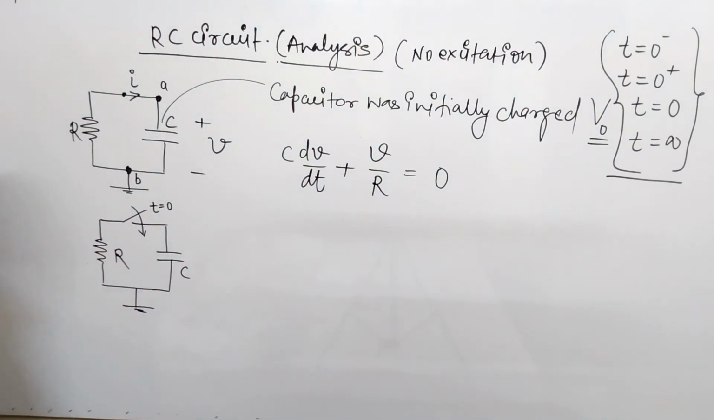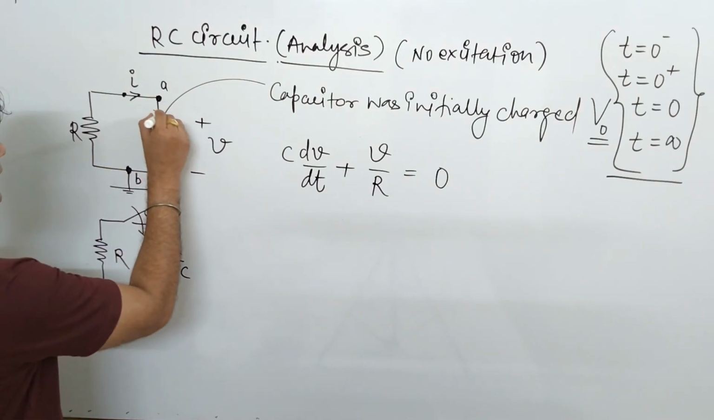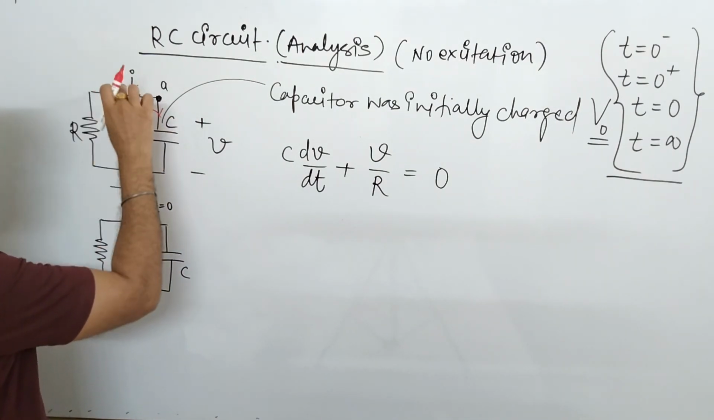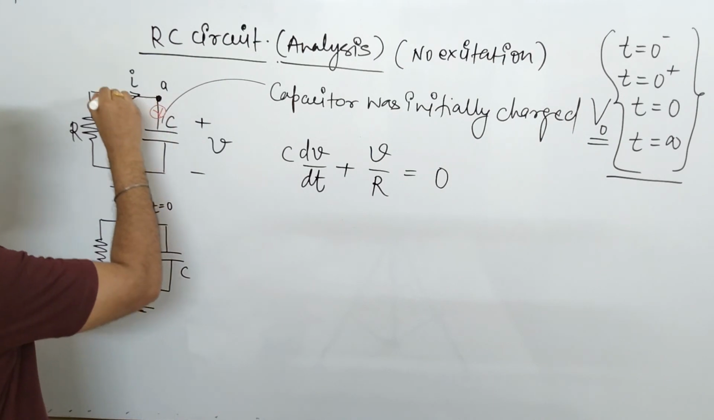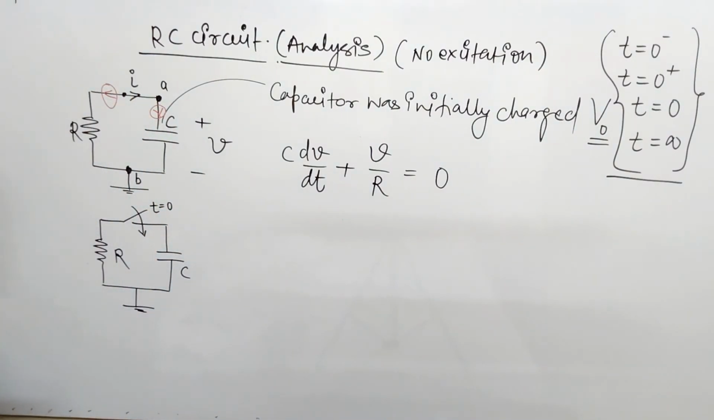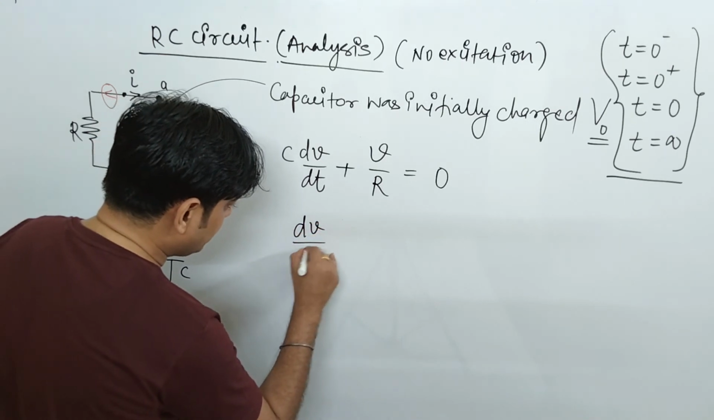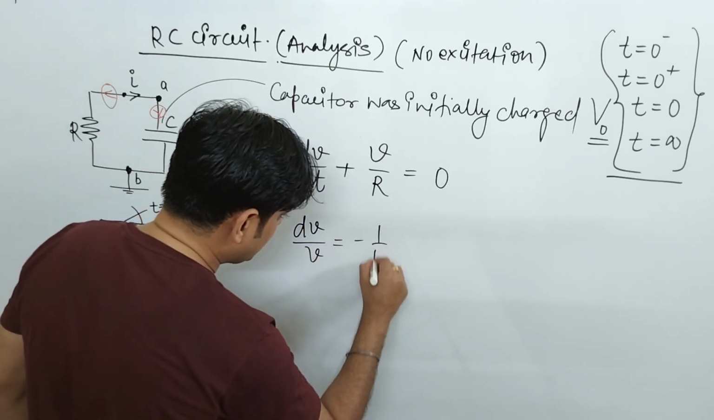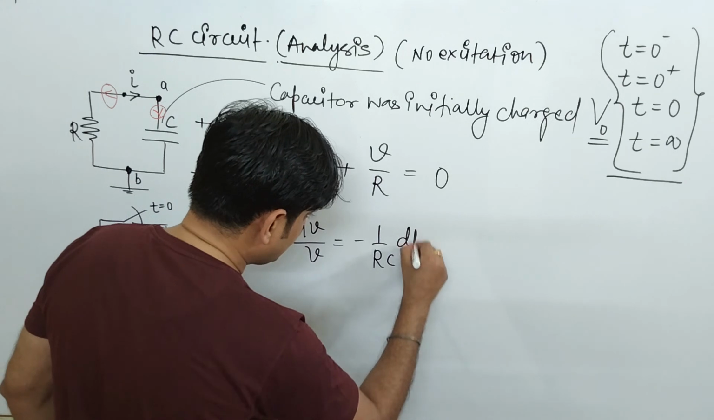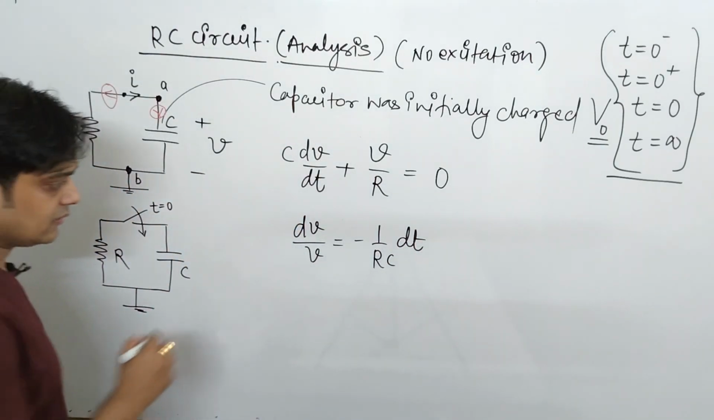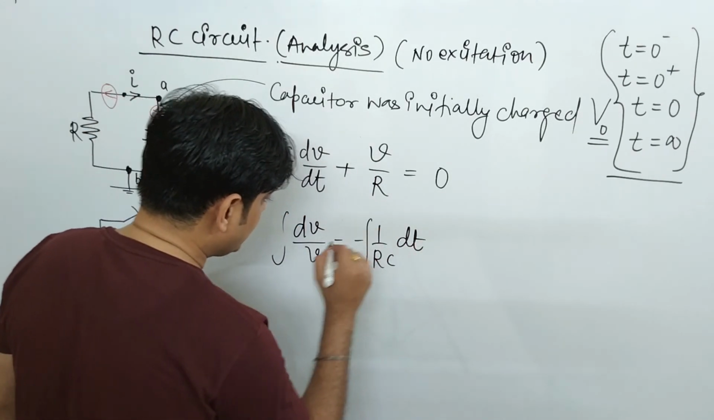Forget for the time being the direction of the current, since it is a simple KCL I am applying here. So I have considered that these two currents, C dV/dt plus V/R, are equal to 0. If you solve this equation, it is a simple differential equation. You can write it as dV/V equals minus 1/RC dt. Can you write it in this manner? Yes. If you integrate it, just integrate it.